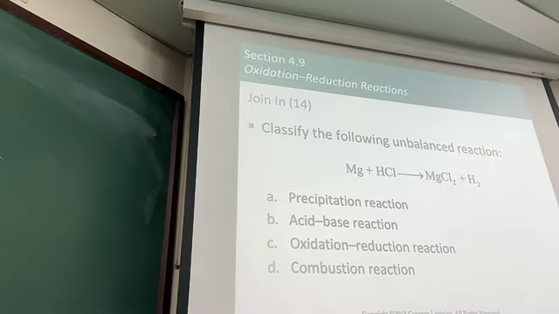Classify the following unbalanced reaction. Magnesium reacts with HCl to magnesium chloride and H2. So essentially this is the combination of this reaction which I draw here and a precipitation reaction, right? So then the metal can react again with chloride to form a metal chloride. So this would be the precipitation reaction and this would be the actual redox reaction, right? So they combine this here into one reaction.